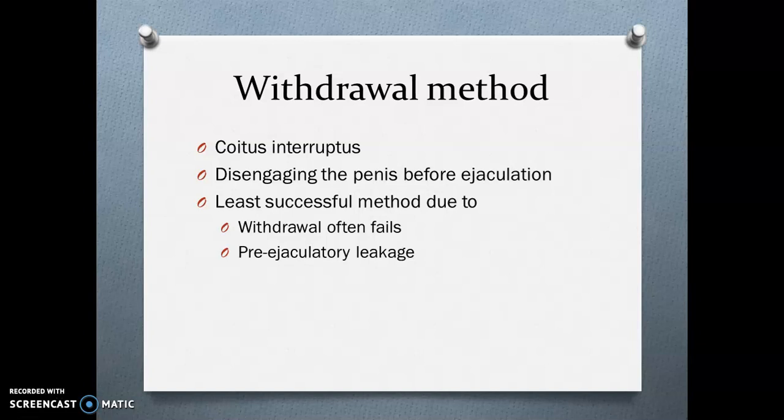So while undergoing sexual intercourse, before ejaculation, the penis is withdrawn from the vagina of the female, and the deposition of semen is prevented. This is called the withdrawal method, and this method is least successful because of the heat of passion during sexual intercourse. The withdrawal often fails, and sometimes before ejaculation itself some leakage can occur, which can result in the release of a few drops of lubricating fluid from the penis, and this can contain a few sperms. So the withdrawal method is the least successful method.